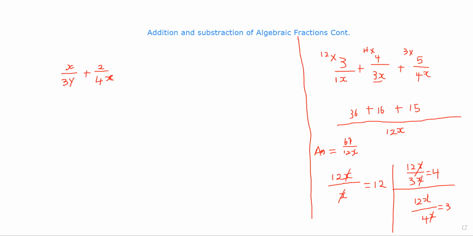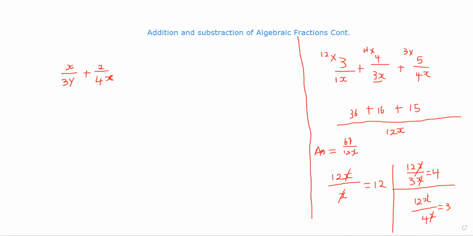All right, so take this down: x divided by 3y plus 2 divided by 4x. And tell me what is the LCM for this addition of algebraic fractions? What will be the LCM? 12xy. 12xy. Anybody with anything different? No, sir.